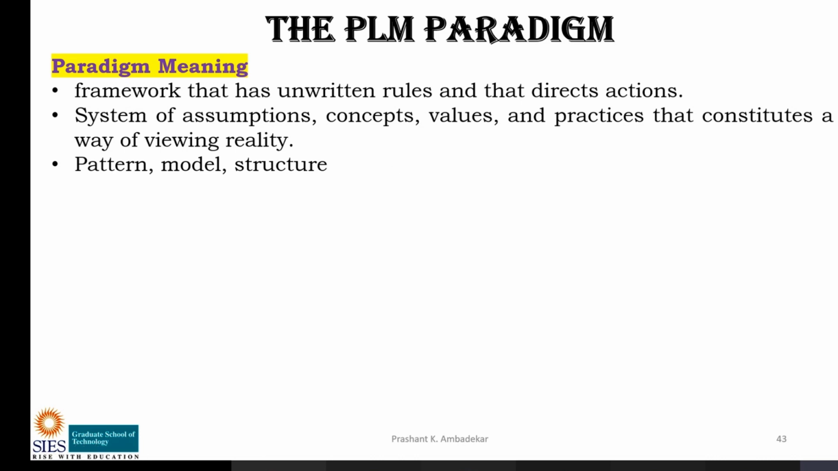For example, when you do your BE project, at that time you are told that these are the things you have to do, these are the steps you have to follow, you have to present a paper and all those things. Whatever instructions and guidelines are given, that can be called a framework. So it has unwritten rules. Sometimes it may be a written rule, sometimes it may not be.